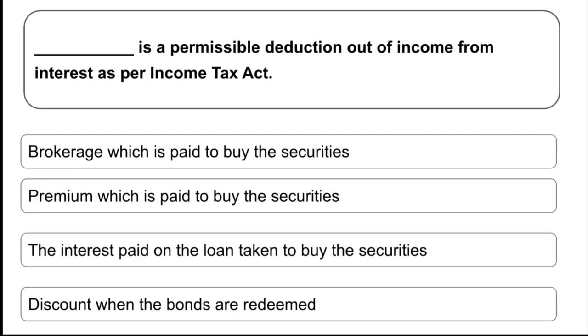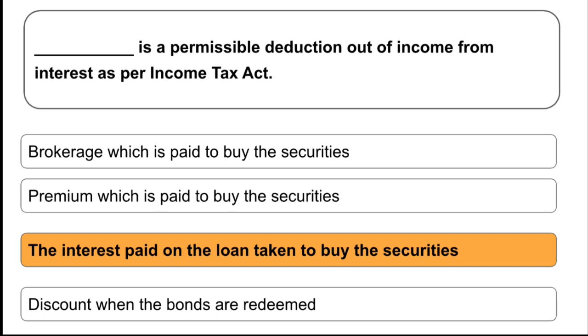Dash is a permissible deduction out of income from interest as per the Income Tax Act. Options are A, brokerage which is paid on the securities, B, premium which is paid to buy the securities, C, interest paid on the loan taken to buy the securities, D, discount when the bonds are redeemed. So the correct answer is the interest paid on the loans taken to buy the securities.